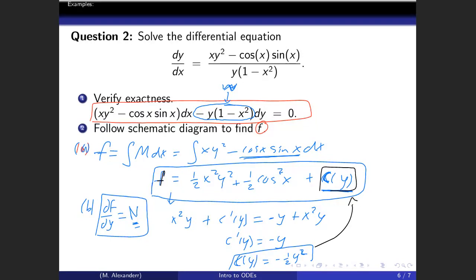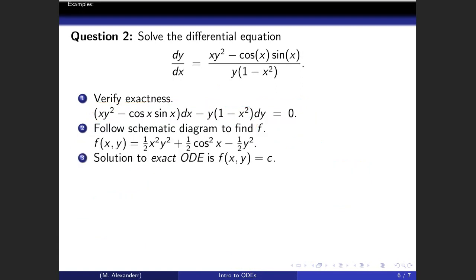So step c says to update the formula for c. When we do that, I'm going to type up the solution here for you, and this is the function that we get after we finish step number 2. We find the formula for f. Now step 3 is the easiest one. All you have to do is make the formula you just got equal to a constant c.